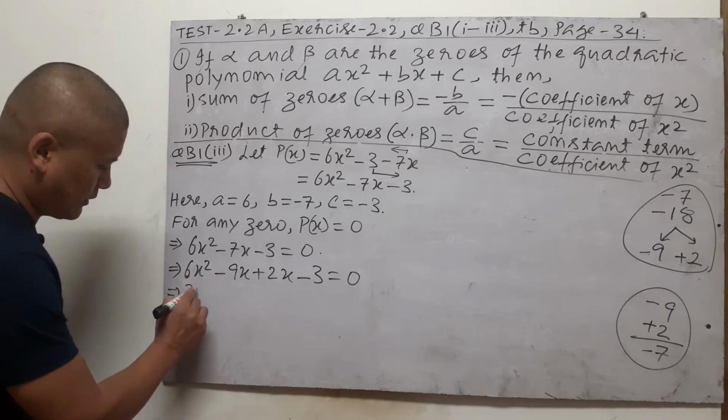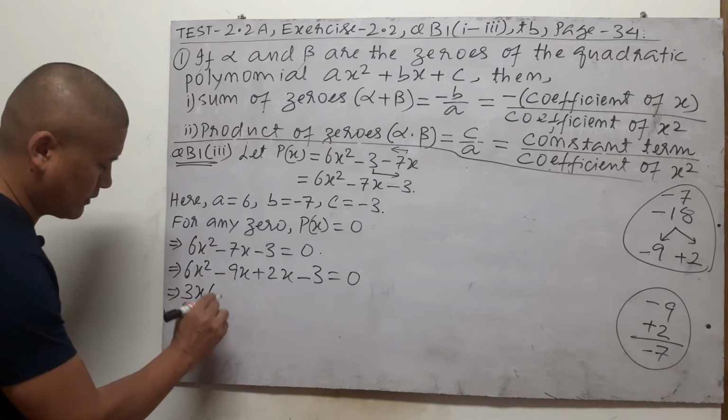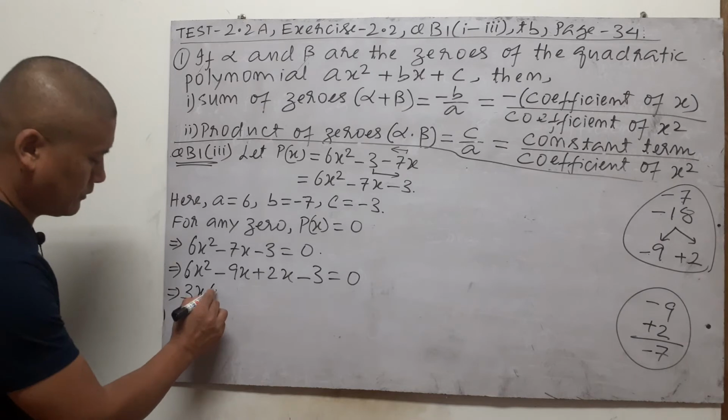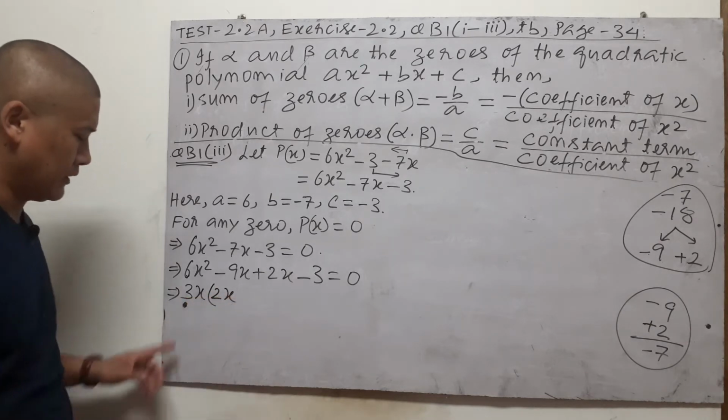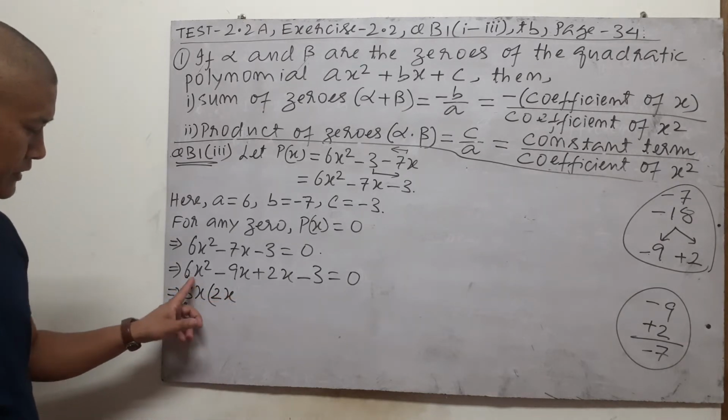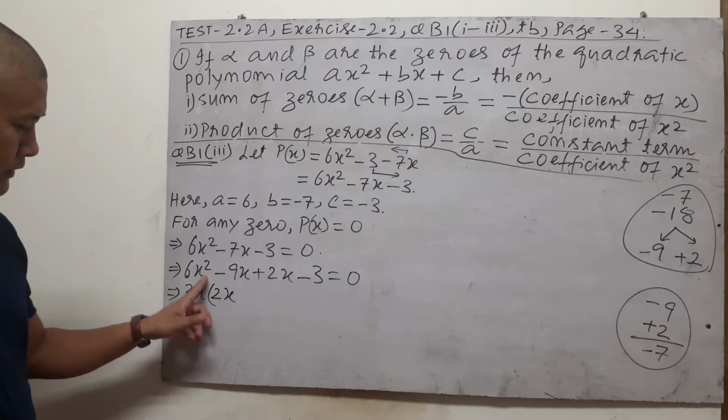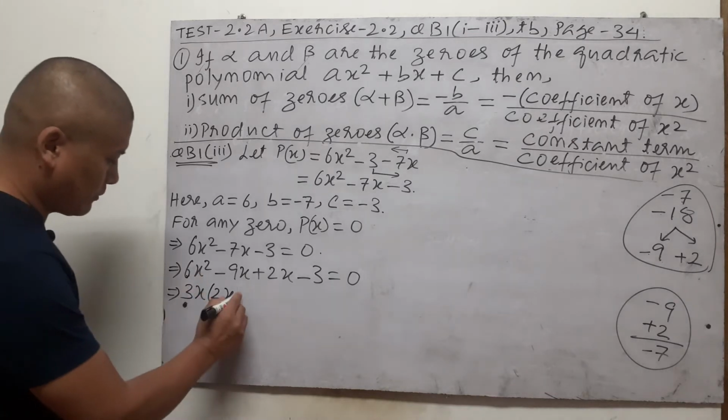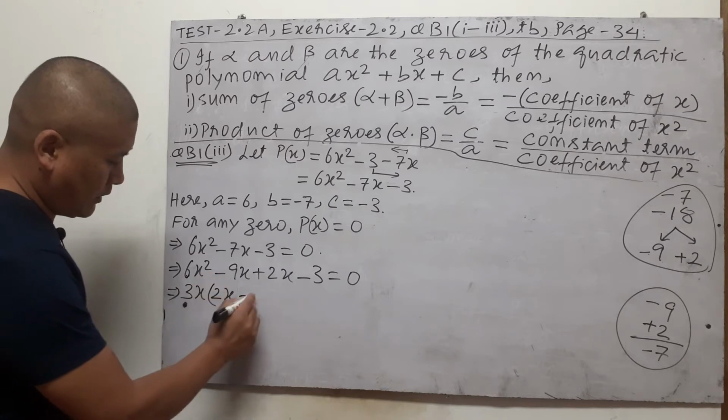For x squared and x, the highest common factor is x. So 3x into 2x will give you 6x squared. 3 2s are 6, x into x, x squared. And plus into minus, matching this minus, 3 3s are 9.